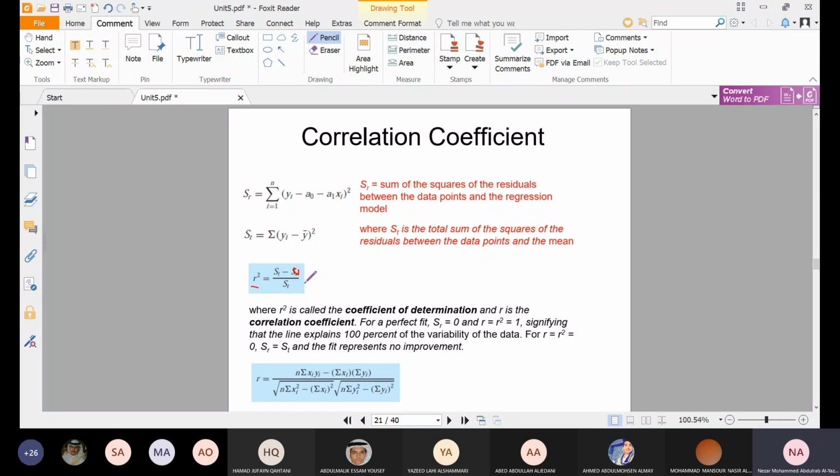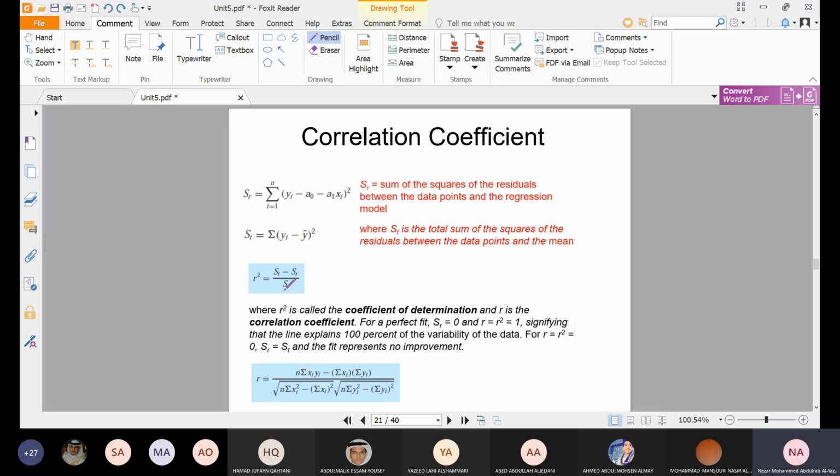Here in the second part, if we have, for example, R square equal to 0, that means S sub R is equal to S sub T. So in this case, the fit represents no improvement. We don't have any improvement in our fit.